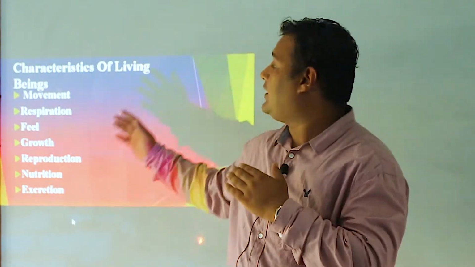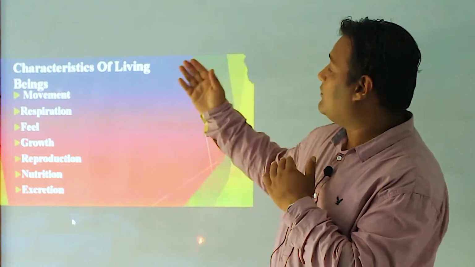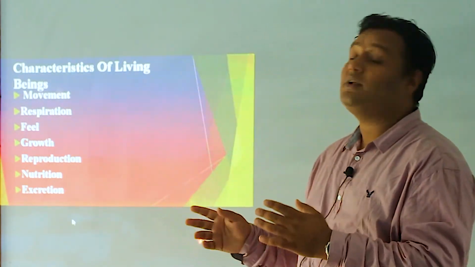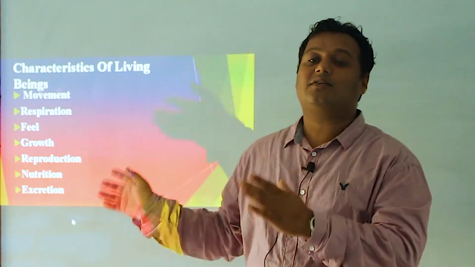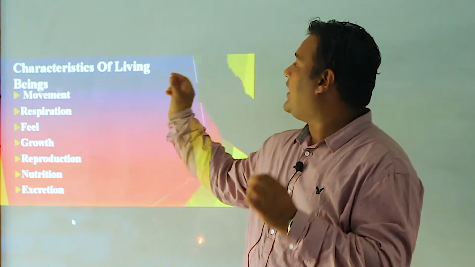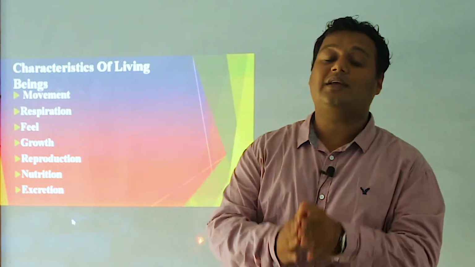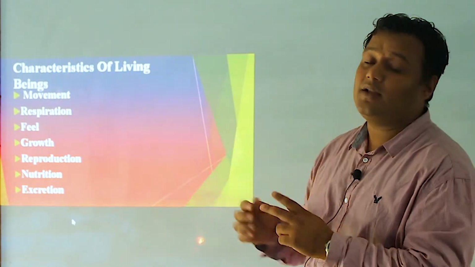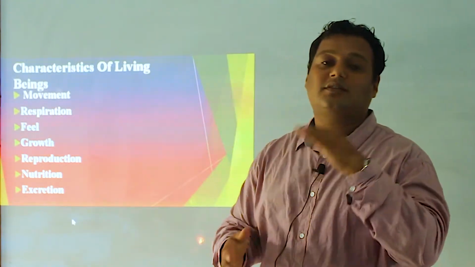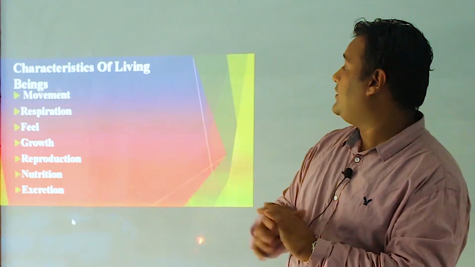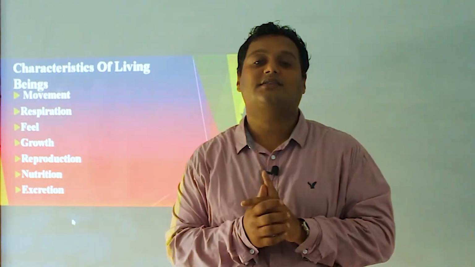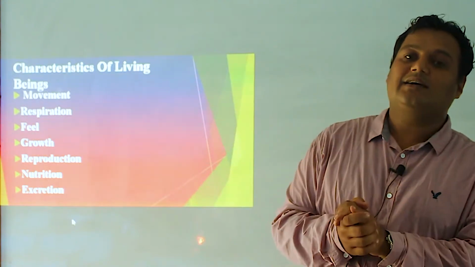And all these characteristics I have listed here: movement, respiration, feel, growth, reproduction, nutrition, excretion. These are not seen in non-living things. From the general characteristics of living beings, you can especially distinguish between living and non-living things. The characteristics which living beings have, non-living things will not have. Now let's go to the second point, that is respiration.